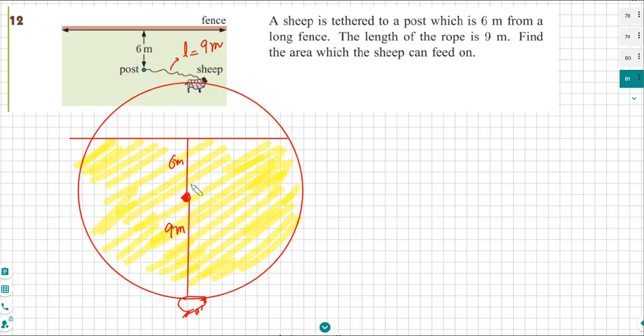So how to find this area? This is not a complete circle. So we can make few parts of this because we have to remove the pink region. This must be removed from the circle to get the yellow area. Only 9 meters, 6 meters given.